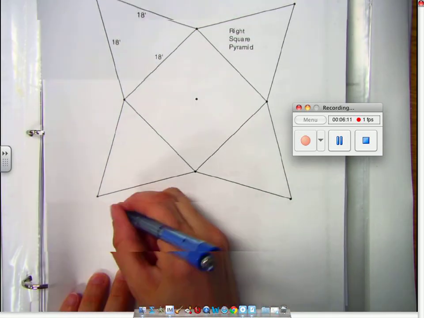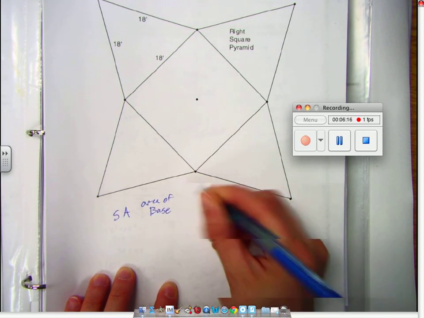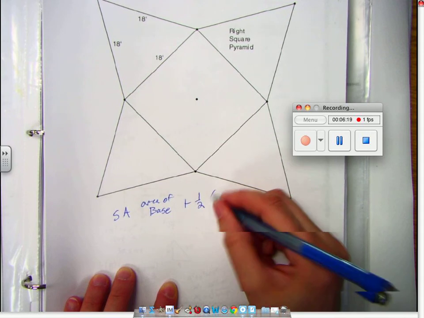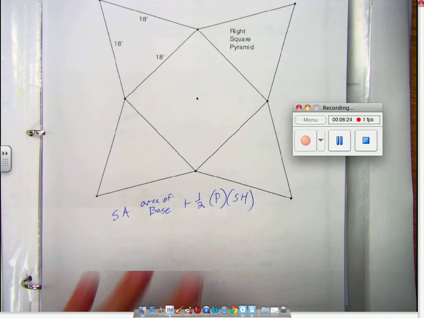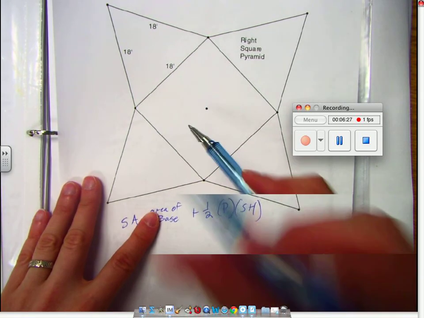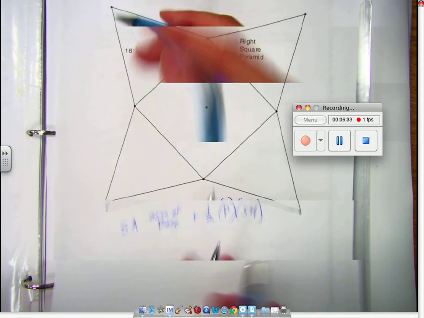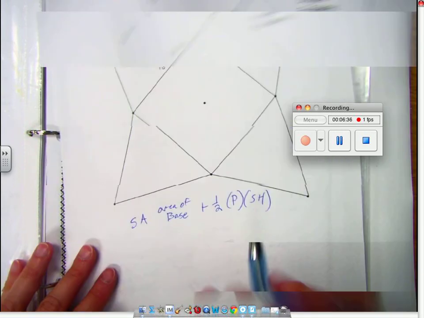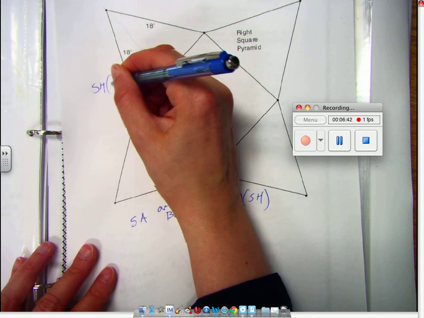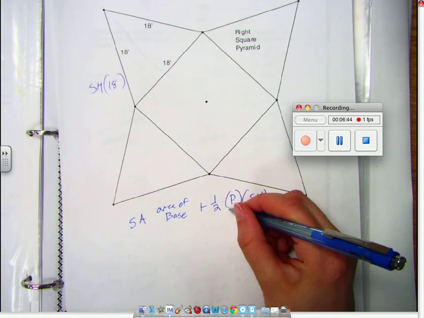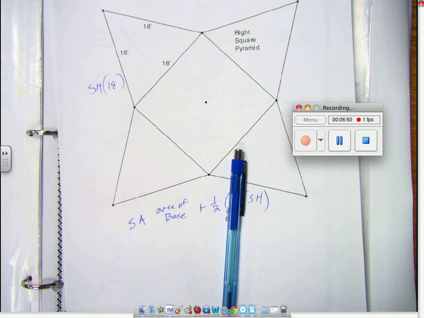So surface area I know is area of the base plus 1/2 times the perimeter times the slant height. Okay, so the first thing we're going to do is figure out the slant height of this, and the slant height is going to be 18, because it's the slanty part. Okay, so we know slant height is 18, and this is perimeter of base. Okay, so now all we have to do is figure out the area of the base.